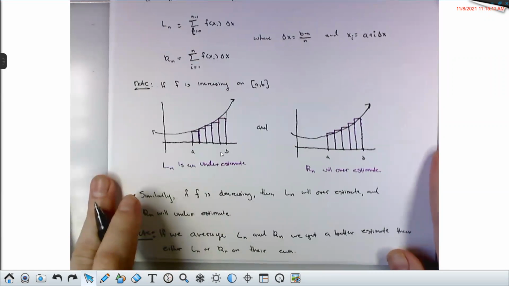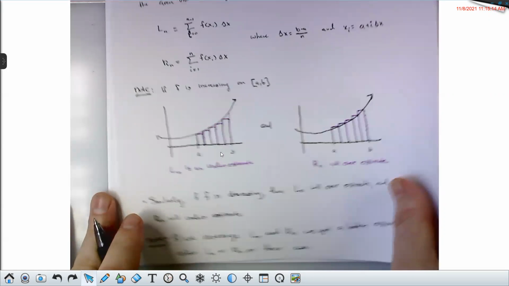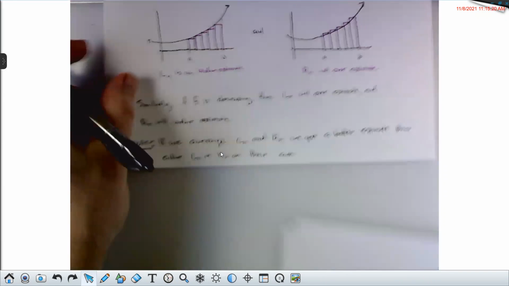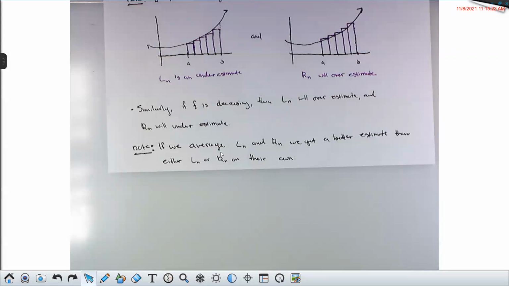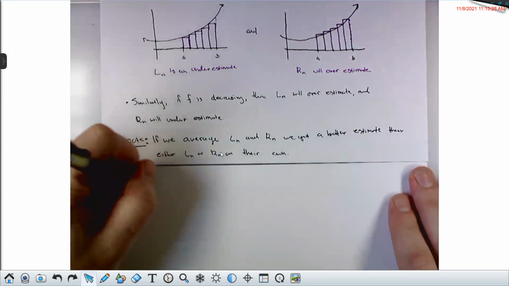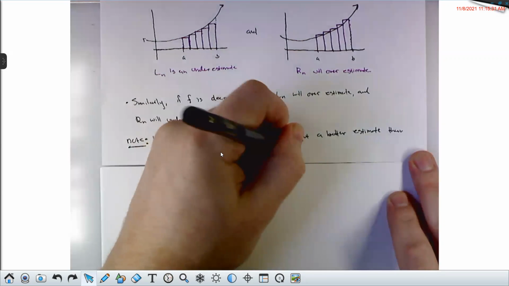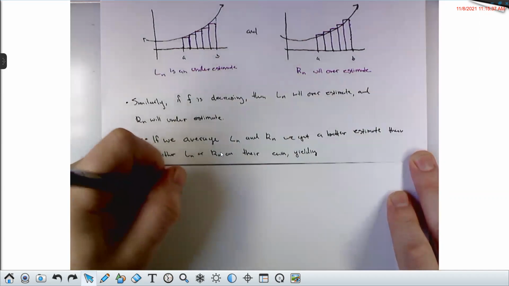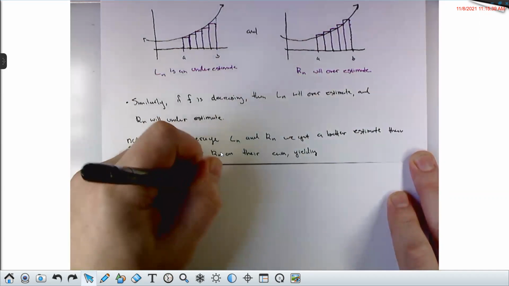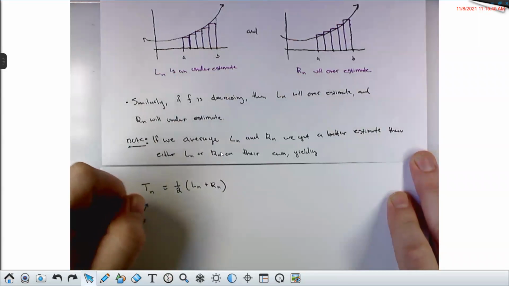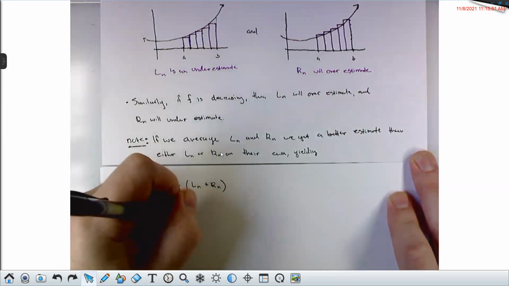And there's a name for this thing. This thing is called Tn. And the reason for that name is that when you average the areas of two rectangles, what you get is the area of the trapezoid formed here, yielding Tn, which is the average or 1/2 of Ln plus Rn, which is so named because it's called the trapezoid rule or trapezoidal approximation.